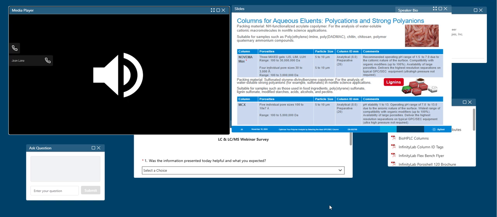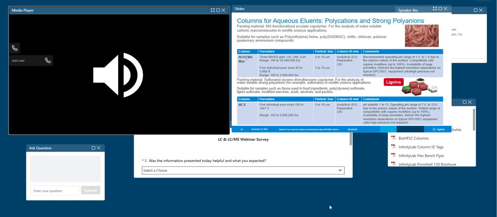For SEC of cationic polymers, the Novema Max packing is an NH-functionalized acrylate copolymer, good for samples such as polyethylene amine and those noted here. They are available in both linear and individual pore columns, providing columns covering wide molecular weight ranges. They are available in particle sizes 5 or 10 micron. These are recommended to run in the operating range of pH 1 to 7 due to the cationic nature of the surface. These columns are also compatible with organic modifiers as may be needed.